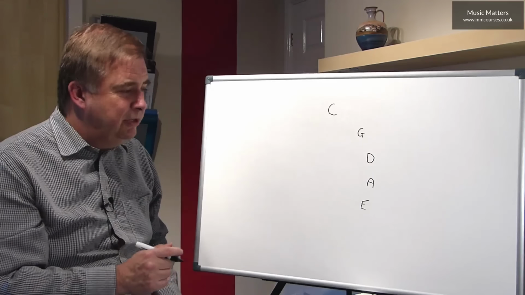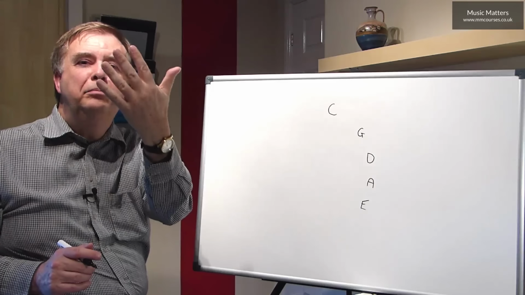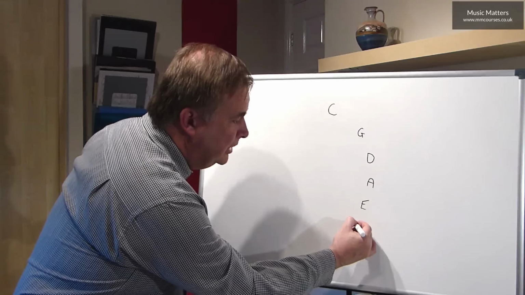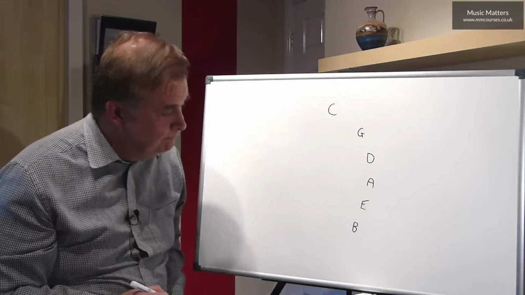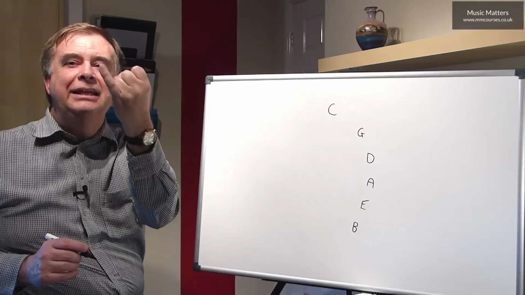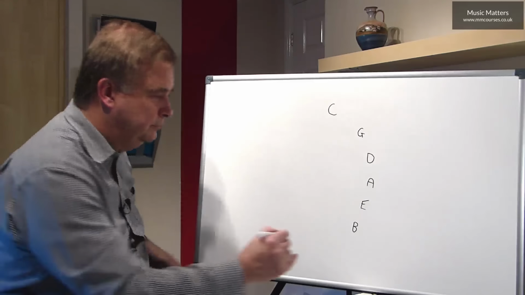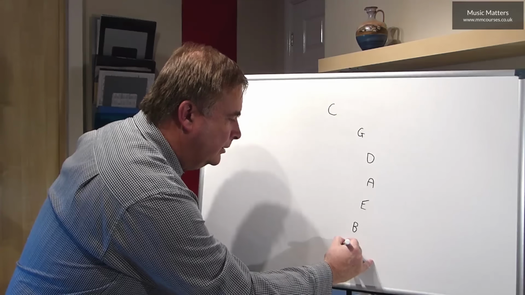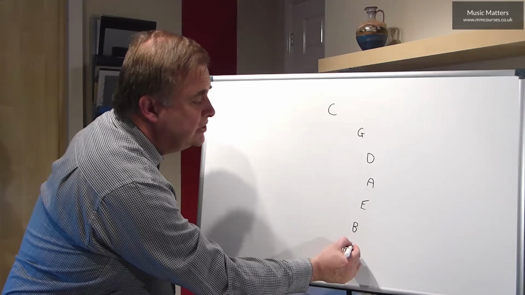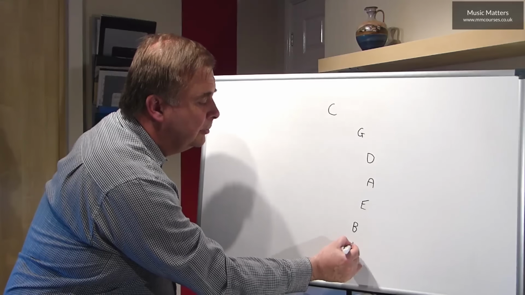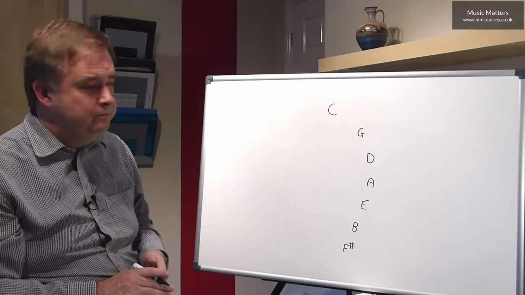Let's carry on a bit further. E, F, G, A, B. B major is going to have five sharps. Up we go another fifth. B, C, D, E, F. Now I'm going to tell you for nothing at the moment that this isn't F major, it's going to be F sharp major. We'll come back later to see why that is.